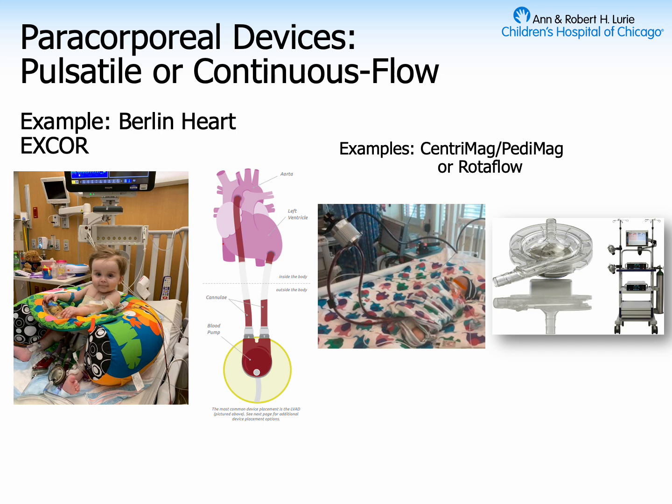There are also paracorporeal continuous flow devices, and in the NICU, the smallest option is the PediMag, which can flow up to 1.5 liters per minute. And they were intended for short-term use, though many centers will attach the durable Berlin cannulas to a PediMag to support patients for longer term.